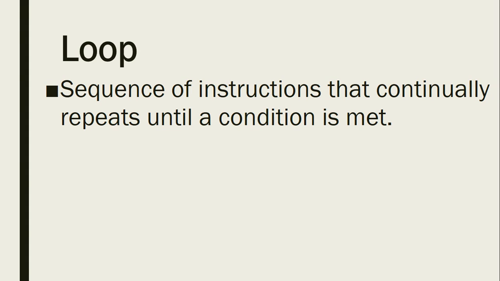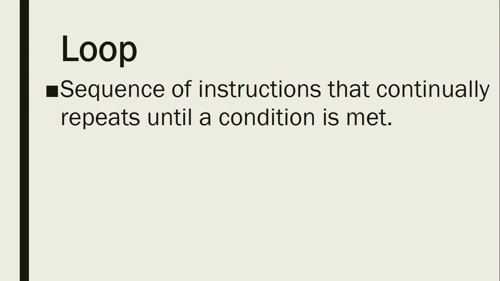All right, so we've talked about loops before, and we're going to build on that with some more ideas today. But basically, just to review, what is a loop? A loop is a sequence of instructions that continually repeats until the condition is met. And today, we're going to see how there are two different types of loops.